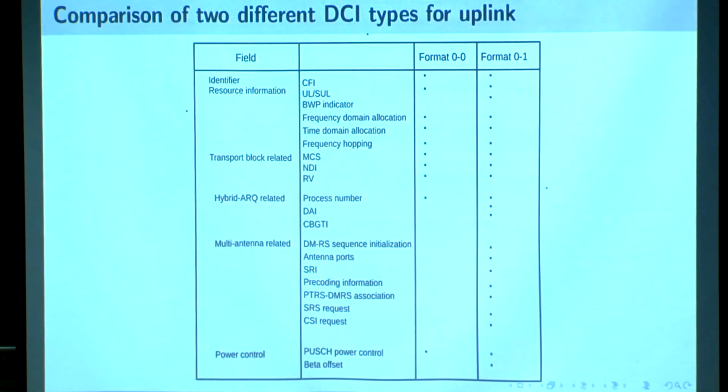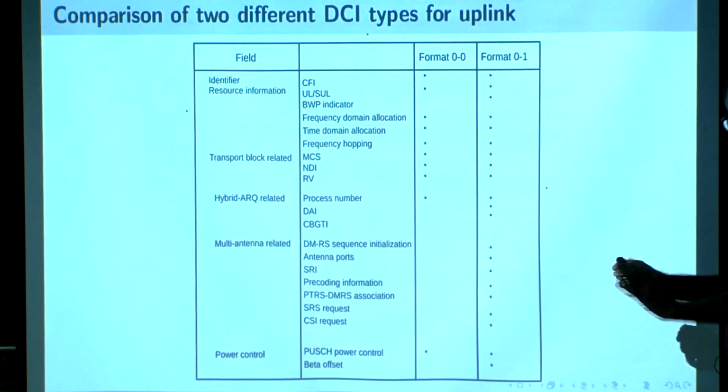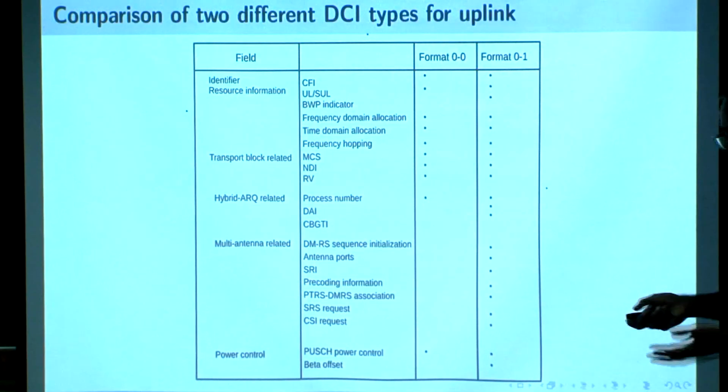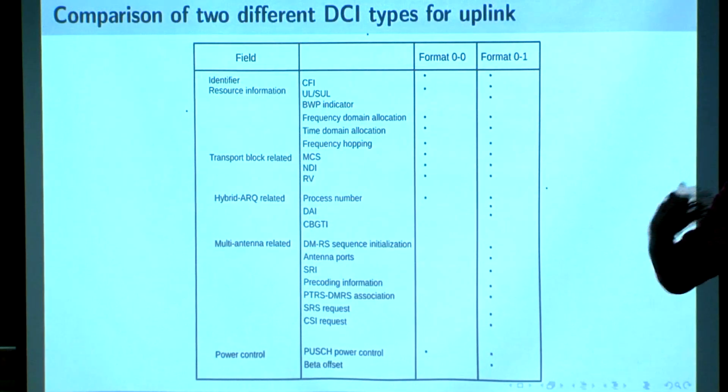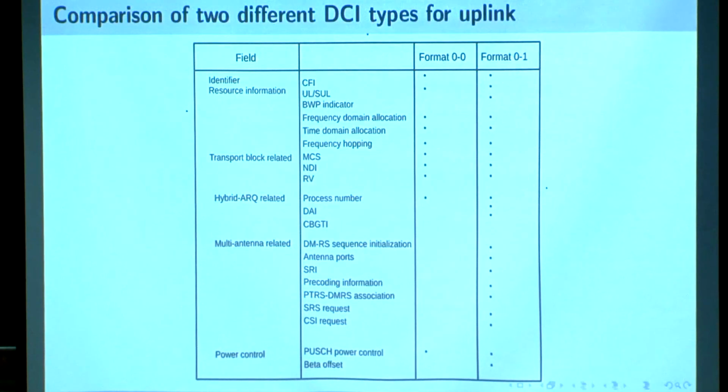Again it's DCI only, but used as an uplink grant. So there is frequency domain allocation and time domain allocation. Other fields I am not telling, but this kind of information needs to be passed on: MIMO related, power control related, how much power the UE should transmit. All this is neatly defined.